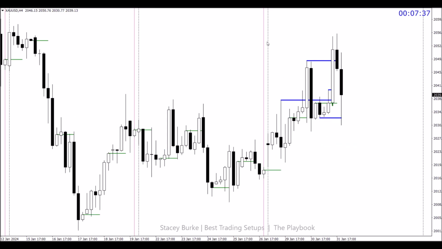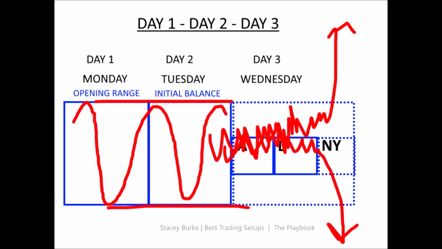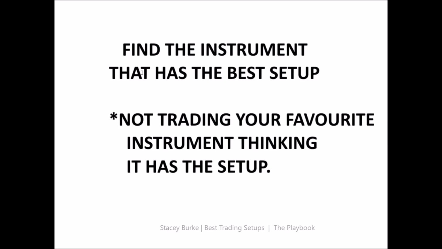So just as an example, understanding the opening range and initial balance can help traders position themselves for a potential day 3 parabolic. Now, some of the things that will affect this are obviously news that's on the calendar. We could have a 9:45 a.m. release. We could have other data that could affect how that weekly template sets up. But again, coming back to what I said earlier, I'm finding the instrument that has the best setup. I'm not trying to force my favorite setup on any instrument.